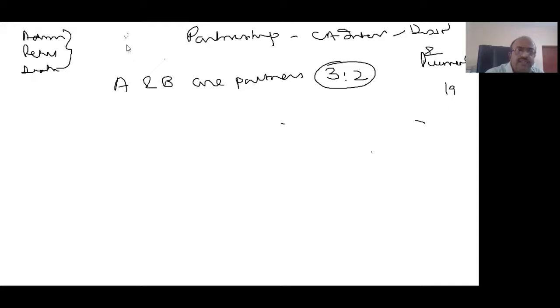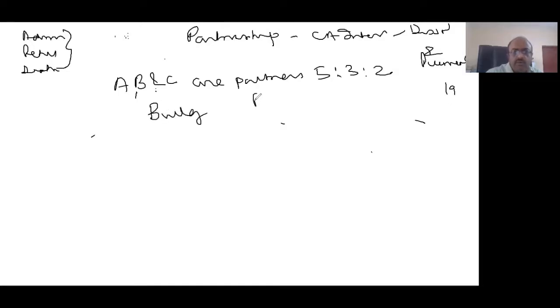A, B and C are partners in the ratio 5:3:2. Don't worry about writing, I will give you notes. Again, there is a premises or building. Book value is 30,000. Market value is 40,000.